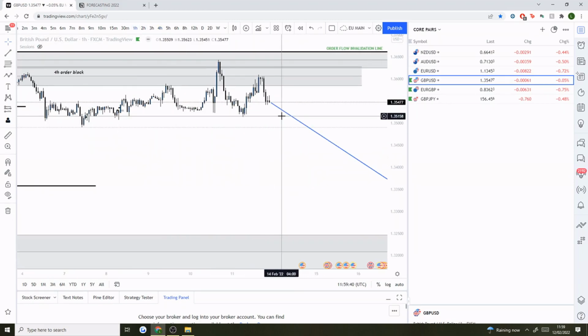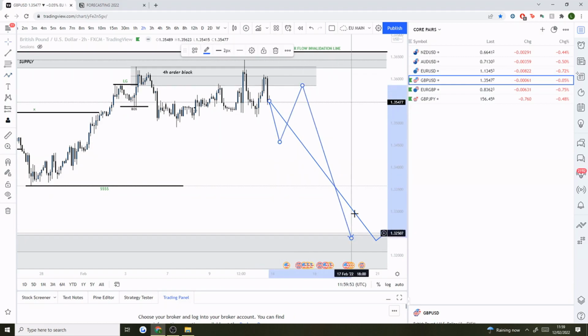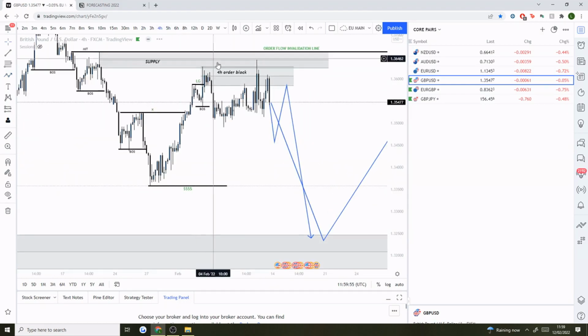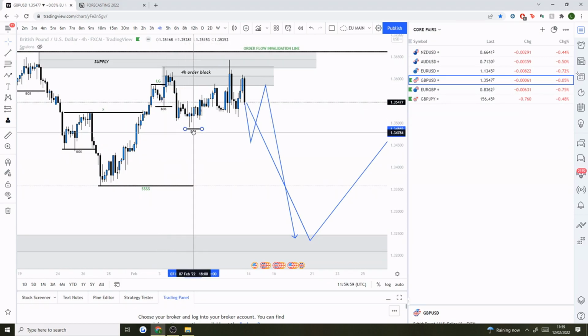And in terms of specifically an area to sell from, I think probably the best option is to wait for another break of structure and then look to sell following that next break of structure on the 4-hour. So basically something like this.